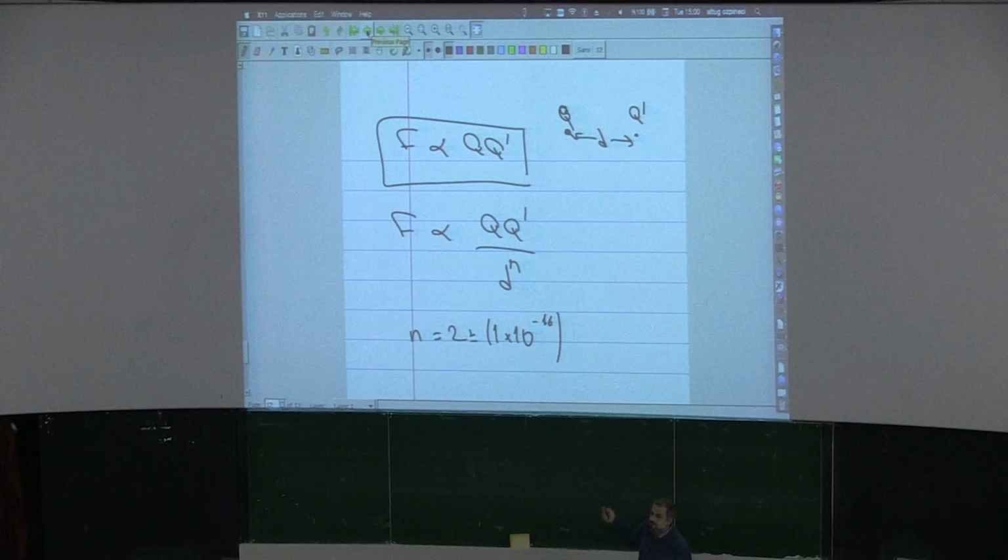Yes. Well, within experimental errors, it is too. I mean, experimental measurement always has an error. So we can never measure it to be exactly equal to 2.